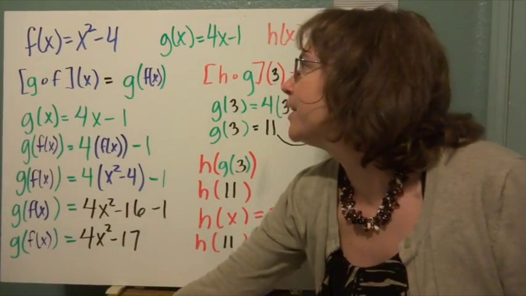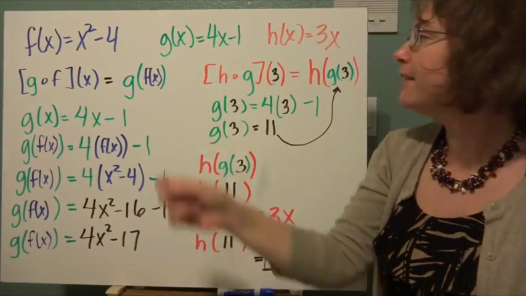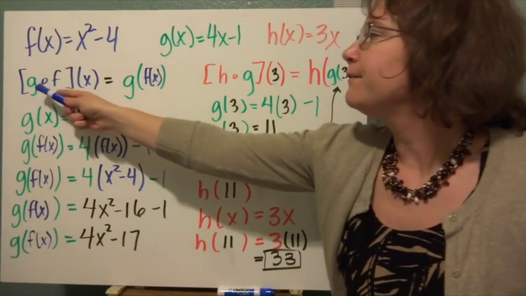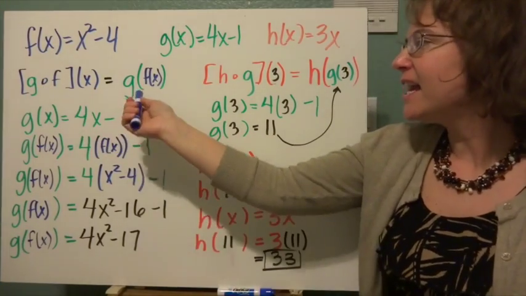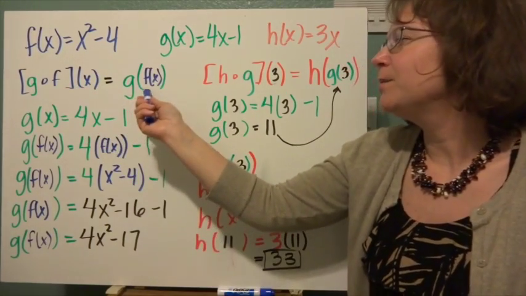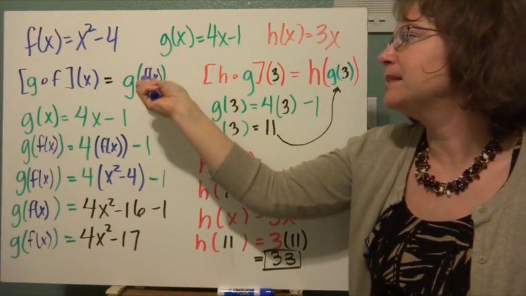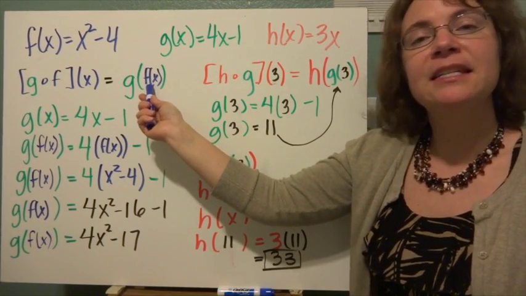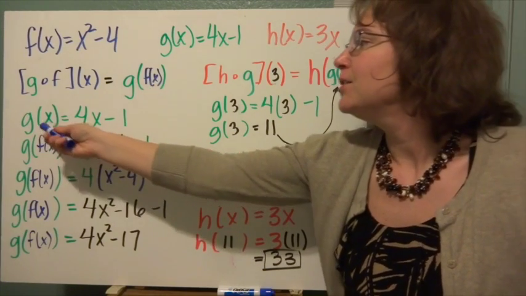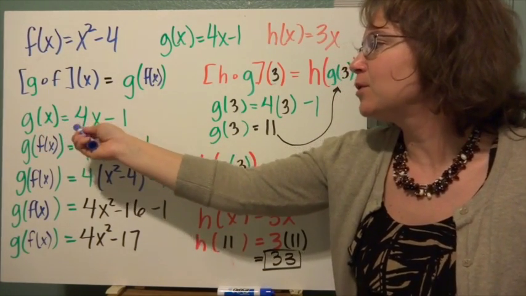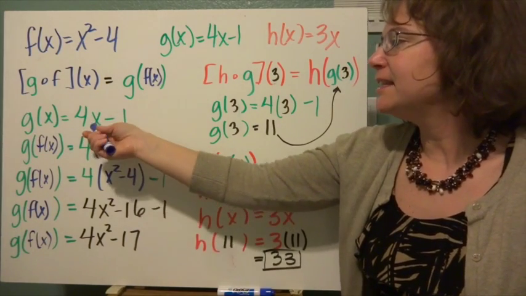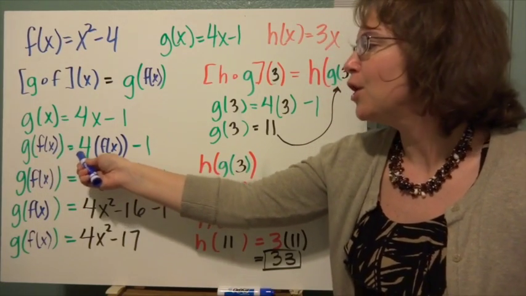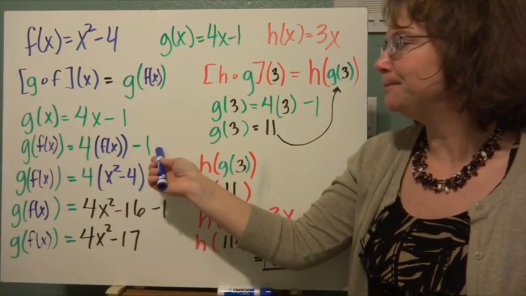Let's take a look at a few more examples. So this time I have a different f of x and a g of x, and I also have an h of x. Say I wanted to find g of f of x. I like it in this notation, you may like it in this notation, but this one gives me an idea of what value I'm substituting in. That means I'm going to take my function g, and everywhere there's an x, I'm going to substitute in f of x. So here's my function g of x is equal to 4x minus 1. And instead of the x, I'm going to replace it with my f of x. So g of f of x is equal to 4 times f of x minus 1.